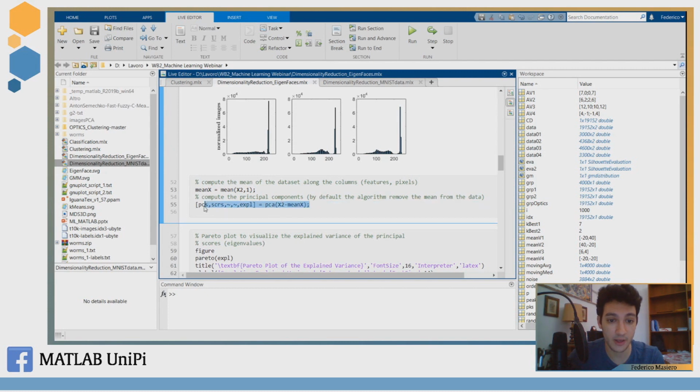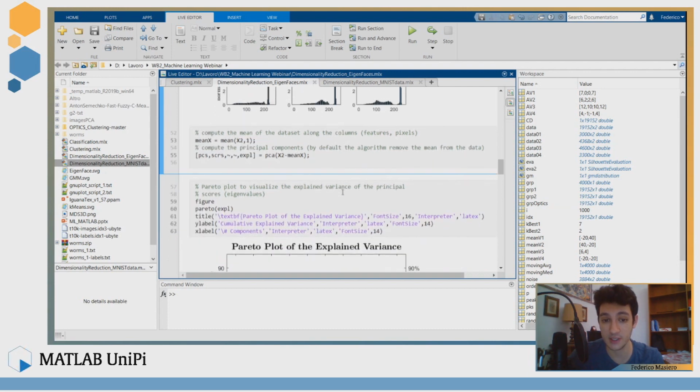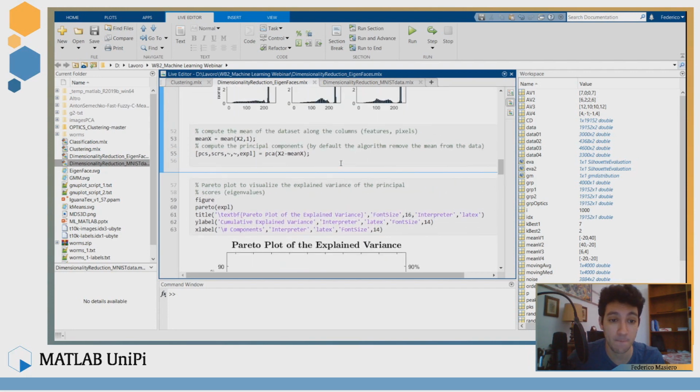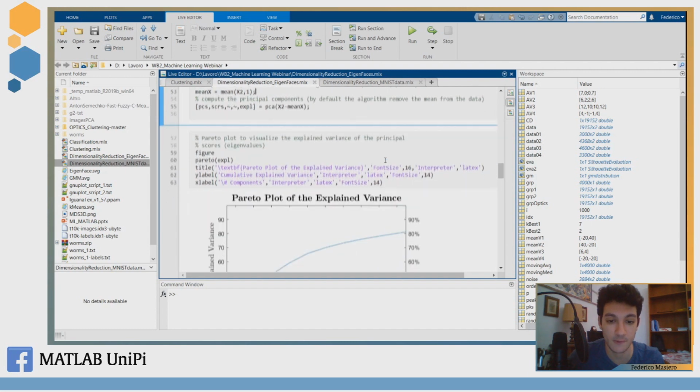So here I run PCA. I also subtracted the mean of the data, but looking carefully at the documentation, I also see that PCA automatically removes the mean of the data. The only thing you need to do is to store this mean, maybe because it is interesting for you if you want to reconstruct the original dataset with your principal components.